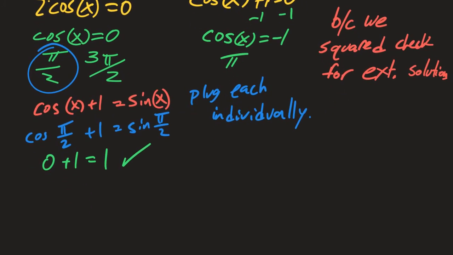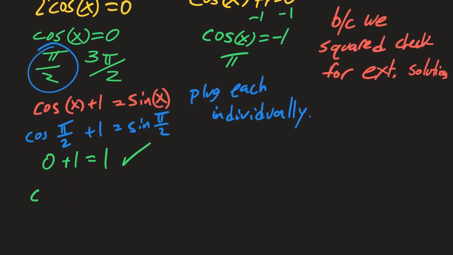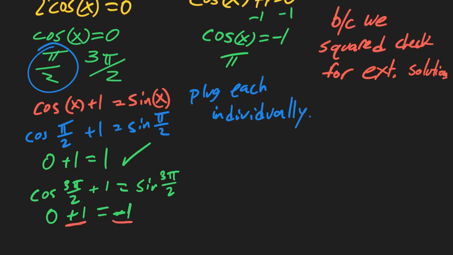We can do this with each of our solutions. So cosine 3 pi over 2 plus 1 equals sine 3 pi over 2. Hang on, so cosine of 3 pi over 2 is 0, plus 1 is equal to negative 1. Wait a minute, something seems wrong here. I'm going to get positive 1 is equal to negative 1. So this answer is no good to me. So this solution is extraneous.